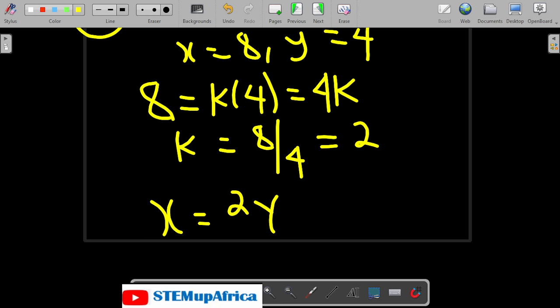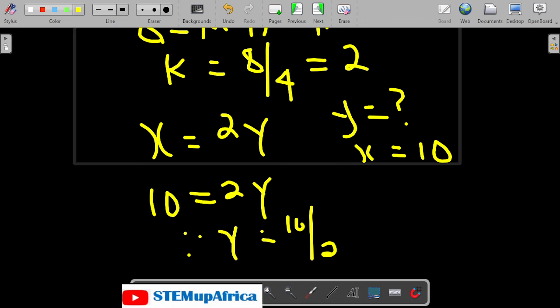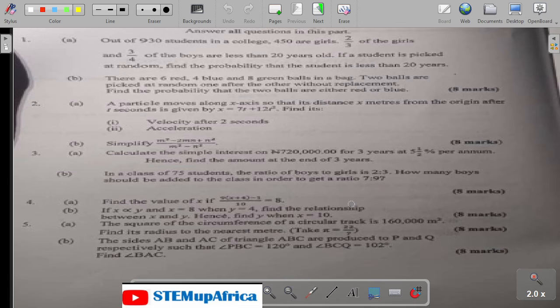Now they're asking us to find y when x is 10. y is unknown, so x equals 10. Let's substitute. I'm going to have 10 equals 2y. Therefore my y is 10 over 2. What are we having? y is 5 here. So let's look at question 5.